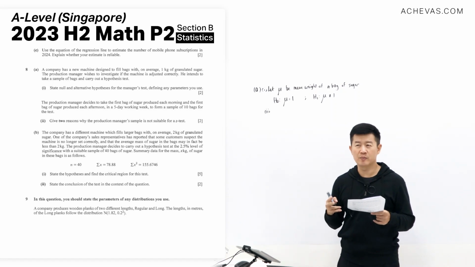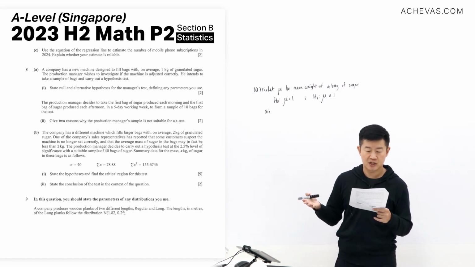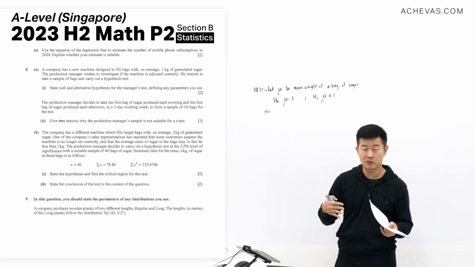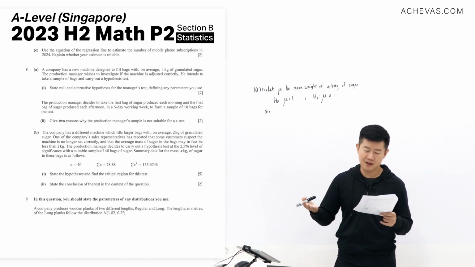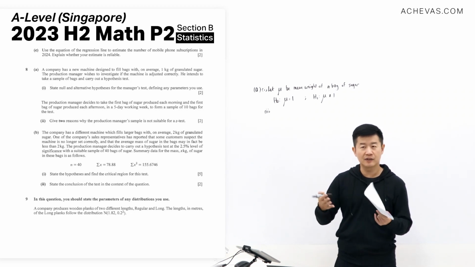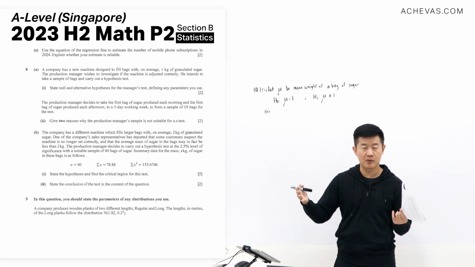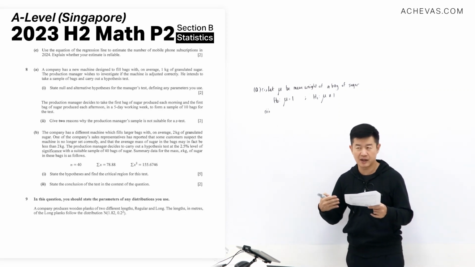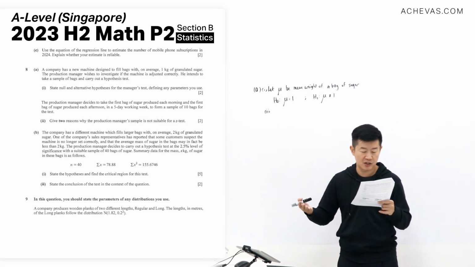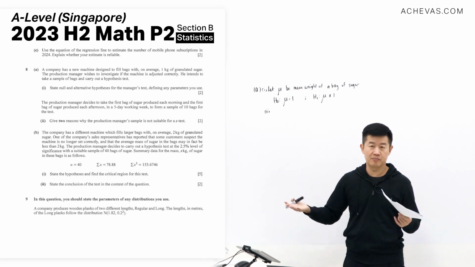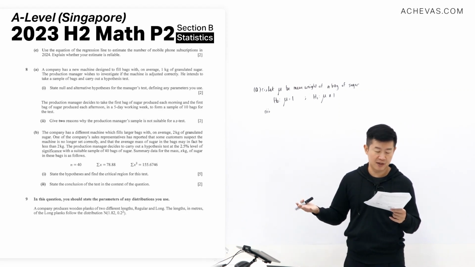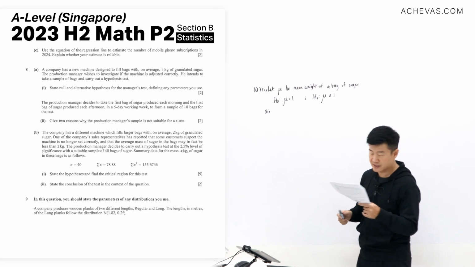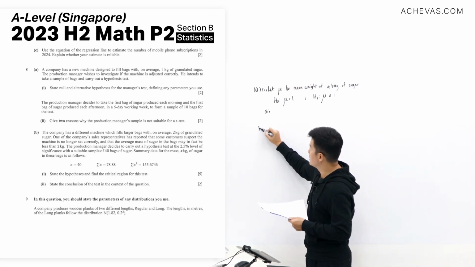The second reason is the way this production manager is collecting the data. The production manager is collecting the data just once in the morning and once in the afternoon. I think the collection of data can be more spread out throughout the day. So the way the data collection is carried out may not be a fair representation of how the entire production takes place. Okay, this is my second reason. Let's move on to part B.